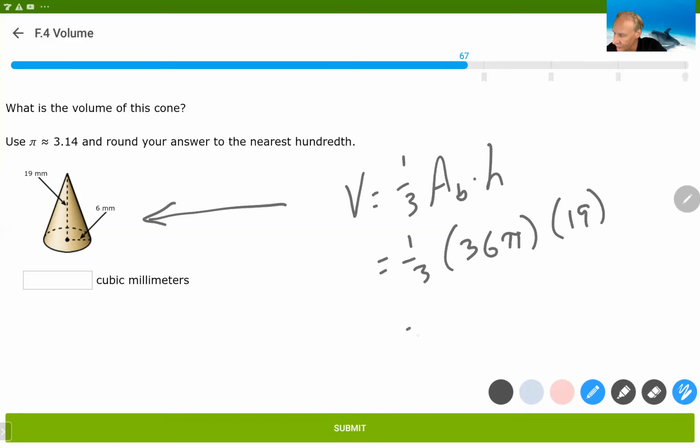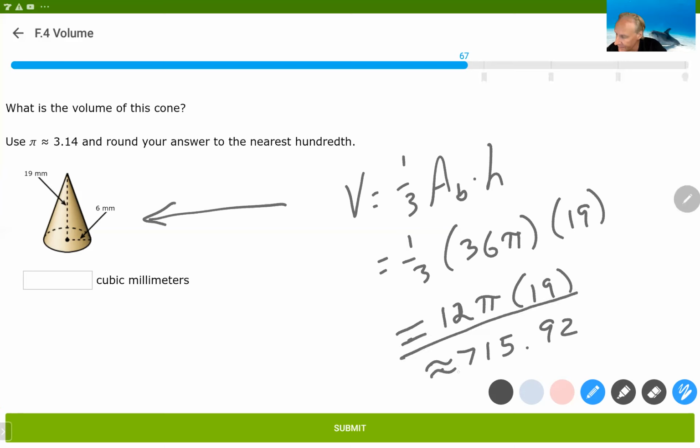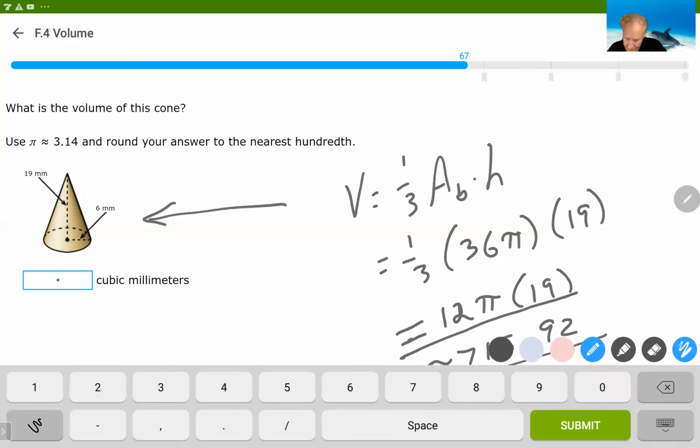So this is going to be 12 pi times 19. And I'll go ahead and use my calculator. 12 times 19 times 3.14 is 715.92. And that's only an approximation. This is an exact answer. This is an approximation. And it is in cubic millimeters.